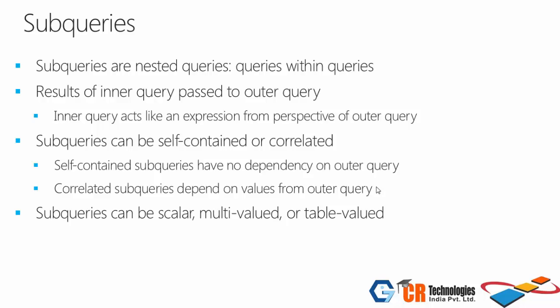And they are usually performance intensive. So your subqueries can be scalar, multi-valued, or they can also be table valued. Now that's all about the subqueries that you have. Now, when will you use which type of subquery? Will it be self-contained? Will it be correlated? It all depends on the logic which your application is demanding and what output you're actually looking for.